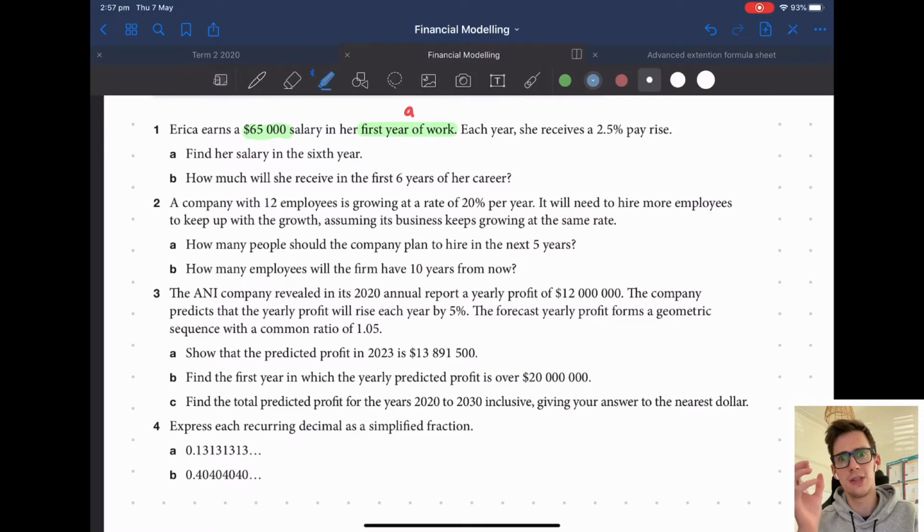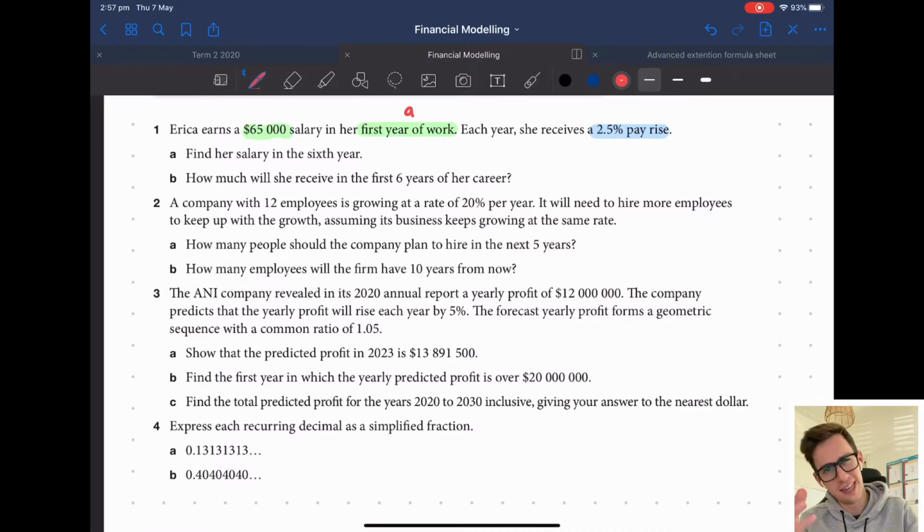Now, this isn't arithmetic, so we're not looking for a difference, we're looking for a common ratio. So we're looking for a multiple in these questions. So each year she receives a 2.5% pay rise. And that's all the information we're given. So we must be able to deduce our ratio from this setup.